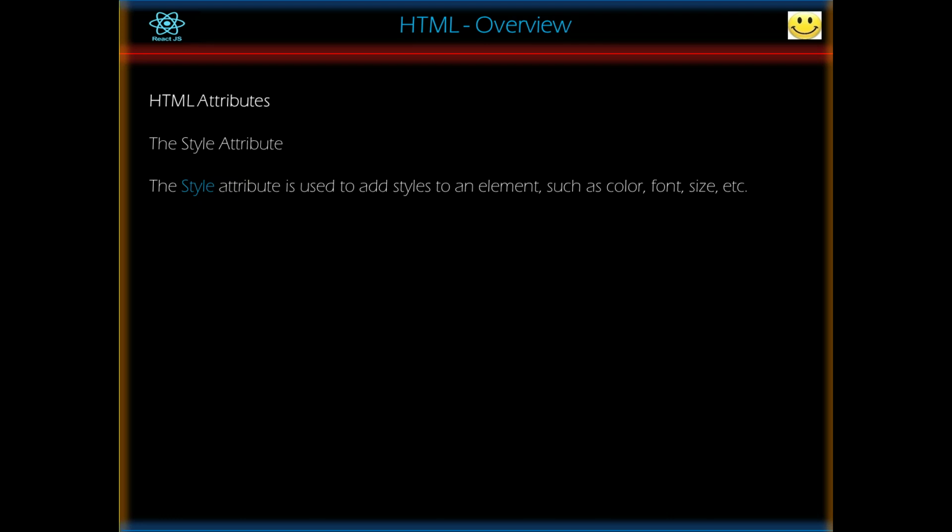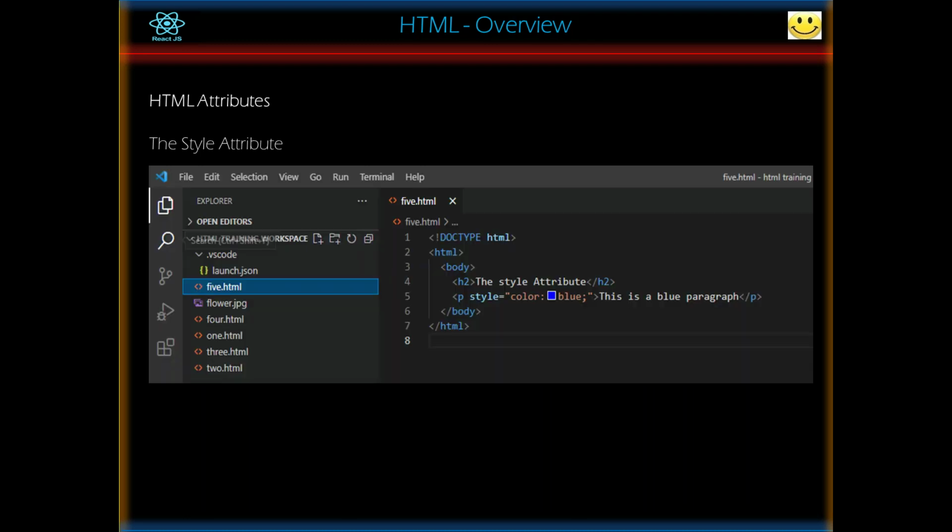The style attribute is used to add styles to an element, such as color, font, size, etc. So we have created the 5.html file. Here the line number 5 has the P, that is the paragraph. To the paragraph we are including a style attribute, which has color blue. The text of the paragraph tag is: this is a blue paragraph.